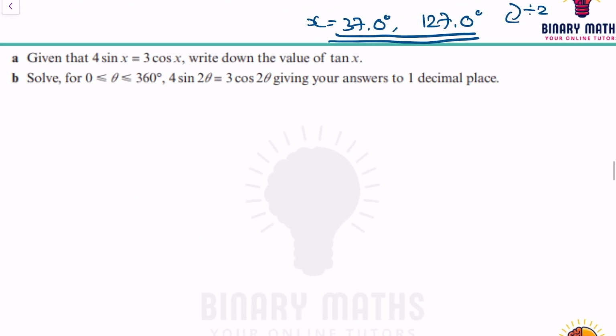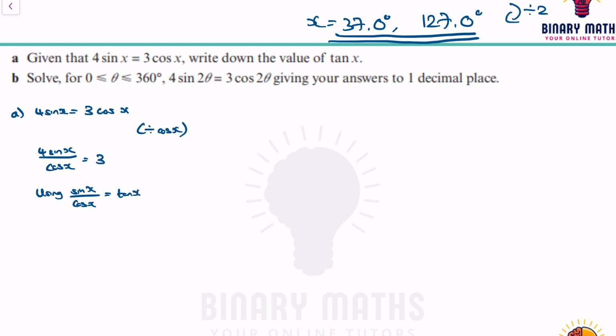Given that 4 sine x is equal to 3 cos x, write down the value of tan x. So 4 sine x is equal to 3 cos x. If I divide by cos x, I get 4 sine x over cos x is equal to 3. Using sine x over cos x is equal to tan x, 4 sine x over cos x is the same thing as 4 tan x, which is equal to 3. This implies tan x is equal to 3/4.